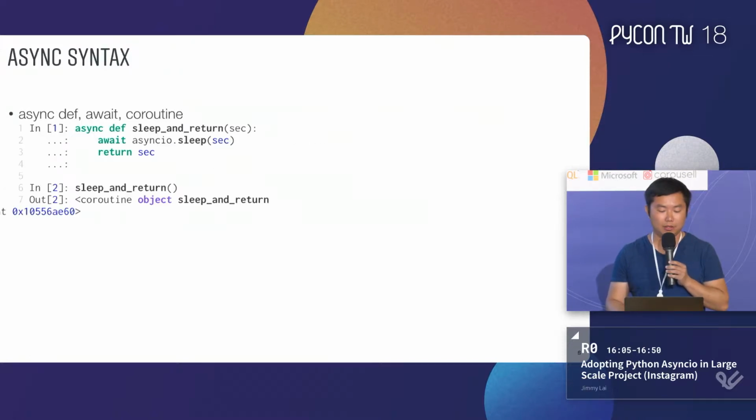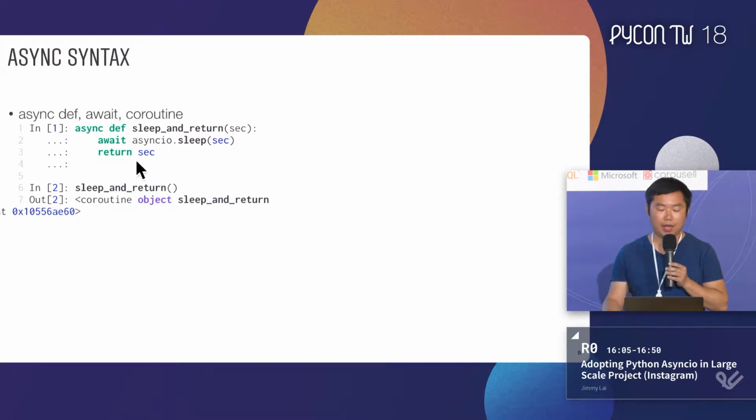So let's start with async syntax. Starting in Python 3.5, you can use the async and await syntax. You use async def to define an async function. And inside the async function, you can await another async function call. In this example, sleep_and_return is an async function. It will asynchronously sleep for a few seconds, depending on the input. And after that, it returns the second value.